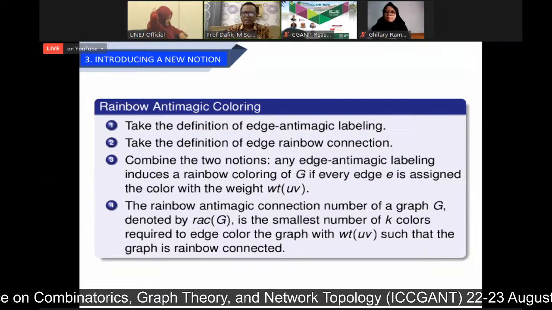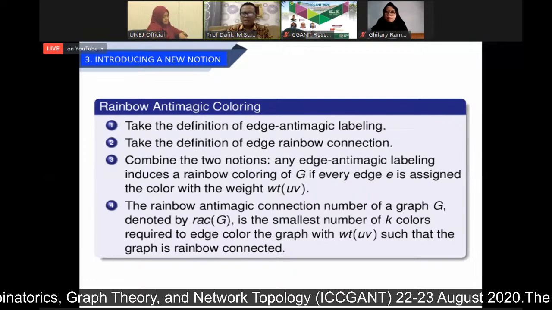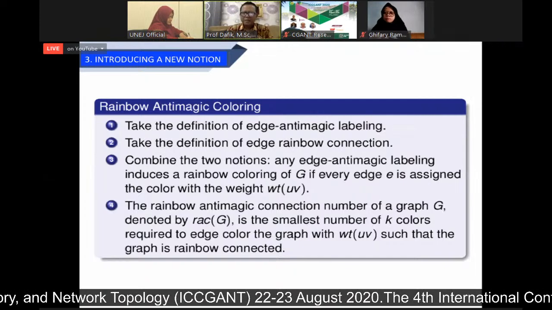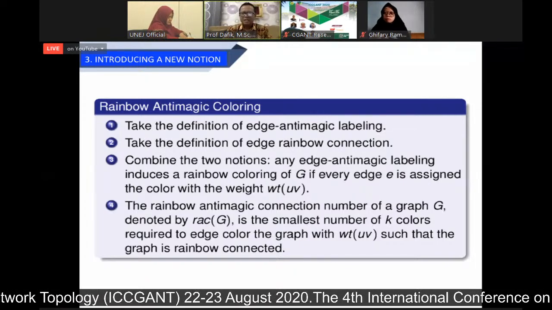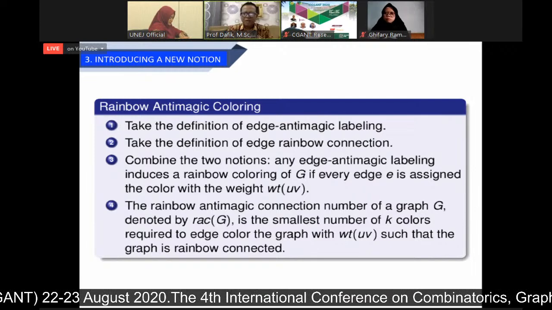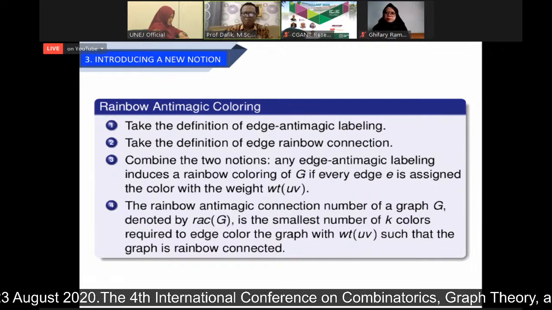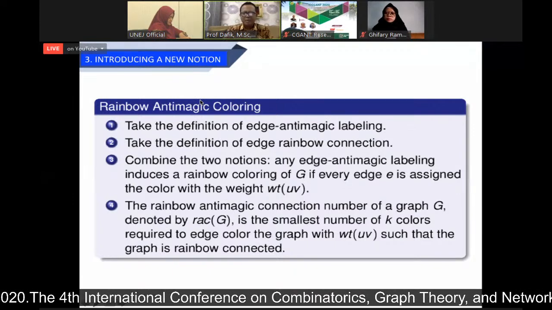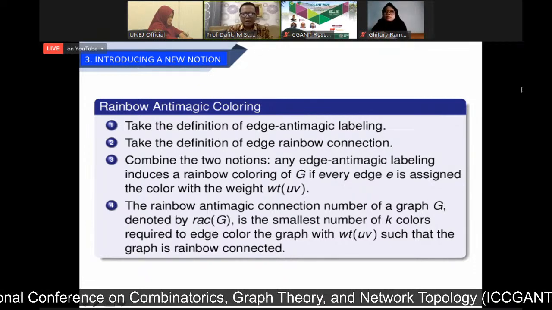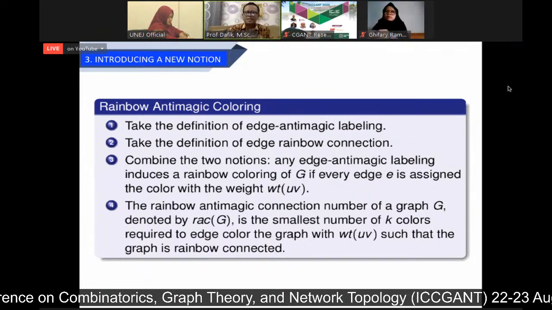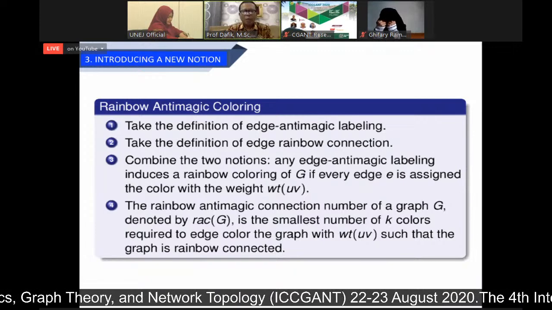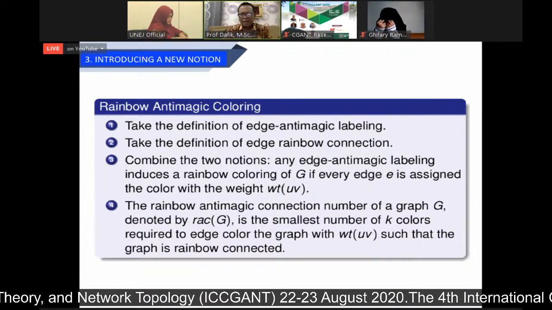So what is the strategy of developing the definition of rainbow anti-magic coloring? The first one is to take the definition from H anti-magic labeling. And the second one, take the definition of H rainbow connection, and combine the two notions of H anti-magic labeling and induce a rainbow coloring of G, if every H is assigned a color, assign the color with the weight of the anti-magic labeling.